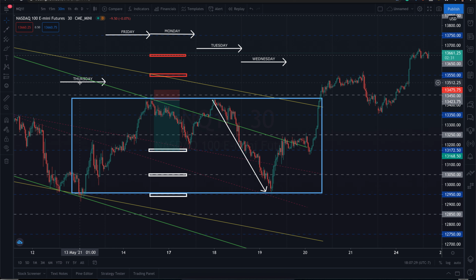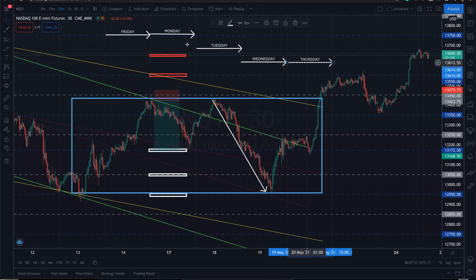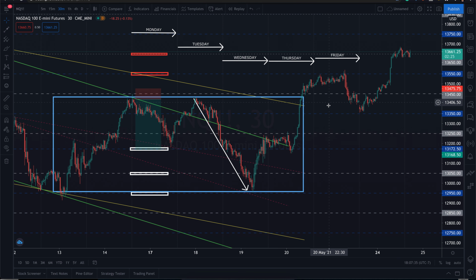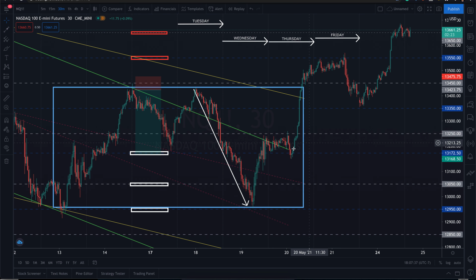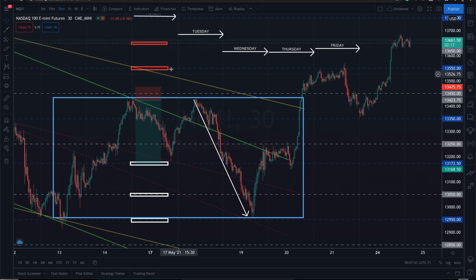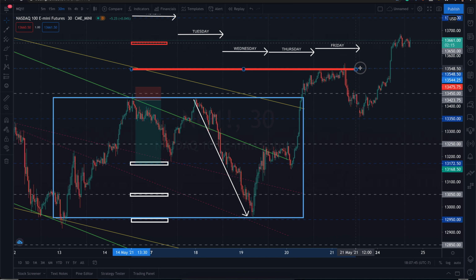So now let me just move around a few things here. And so what happened after we created the range? Obviously we came back to retest it, and we broke out of it. Where did we stop? One of my levels. If I extend the level, you're going to find out that we came and touched it multiple times.